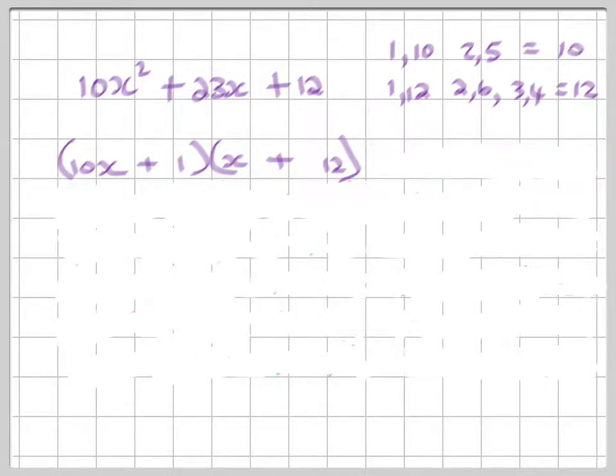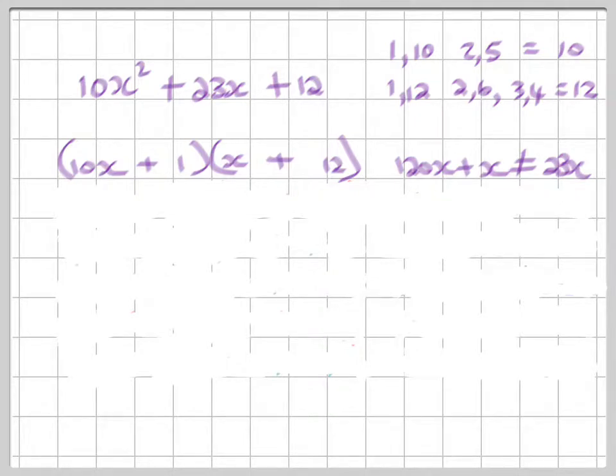Okay, so let's have a look here. 10x, so we've got that factor combination, 10 and 1, by that factor combination, 1 and 12. And let's see if they're going to work out to 23x in the middle. Okay, so once we've multiplied that and that, are they going to become 23x? Let's have a look. No, because 120x plus x is not 23x. So that solution won't work. We're going to have to look at the next factors.